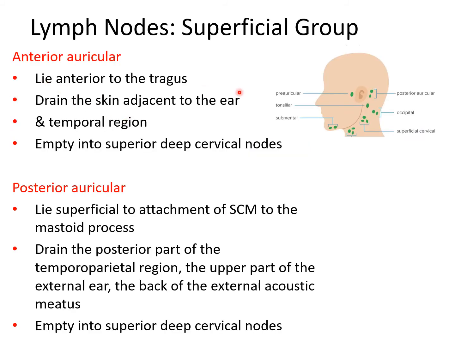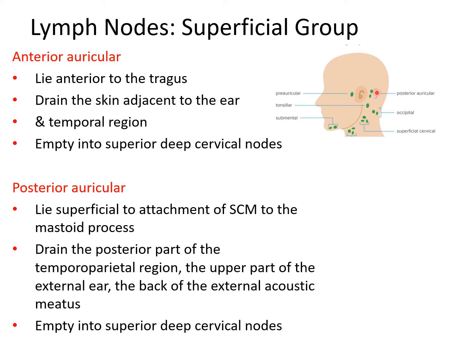Then the fourth group in the superficial cervical circular chain is the auricular group of lymph nodes consisting of anterior auricular and posterior auricular lymph nodes. The anterior group lies anterior to the tragus and drains skin adjacent to the ear and temporal regions, and these empty into superior deep cervical lymph nodes.